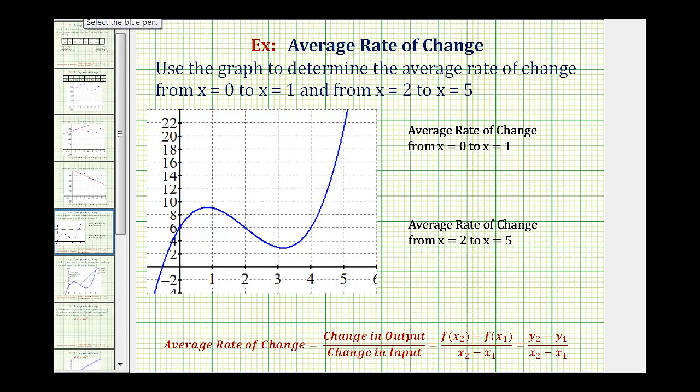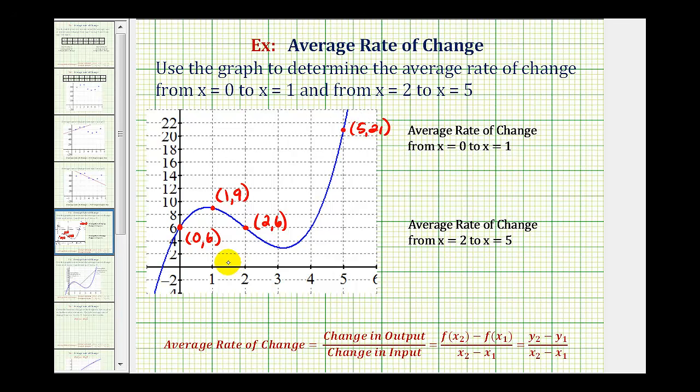So the first step is to find the coordinates of the points at x equals 0, 1, 2, and 5. When x equals 0, we're on the y-axis, right here, where the coordinates would be (0, 6). When x equals 1, we'd be here. The coordinates are (1, 9). When x equals 2, we're here. The coordinates are (2, 6). And then finally, when x equals 5, we'd be here, where the coordinates are (5, 21).